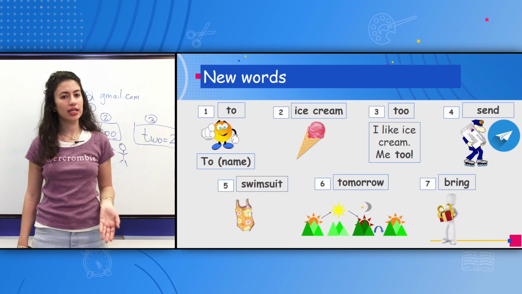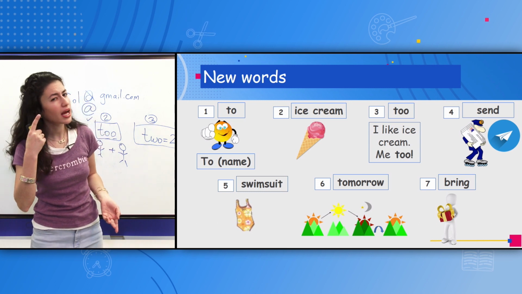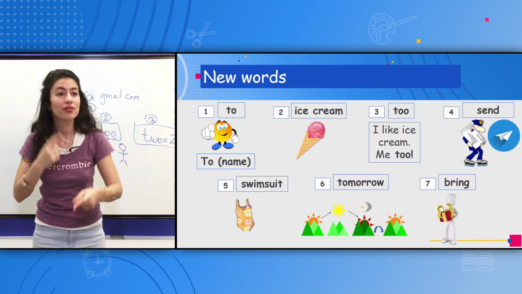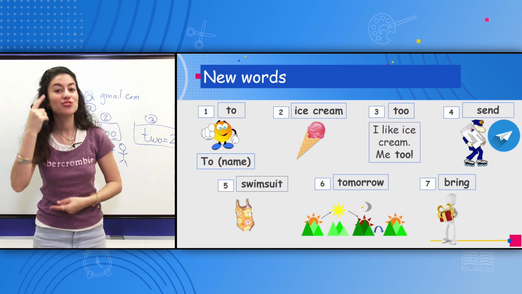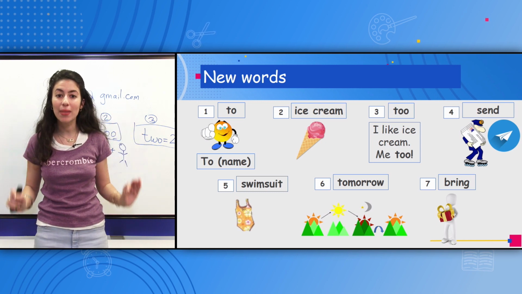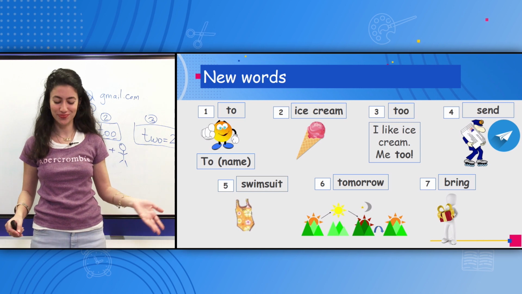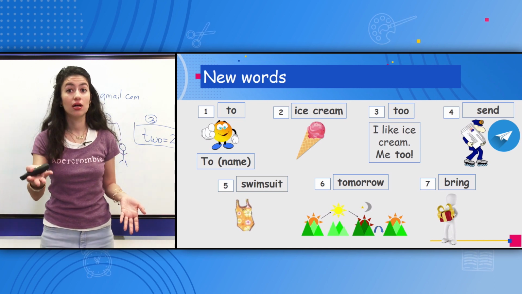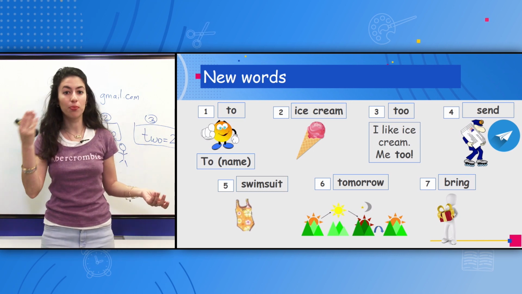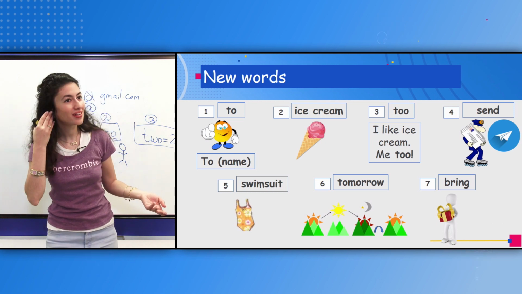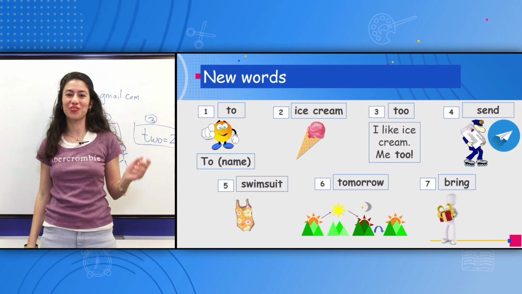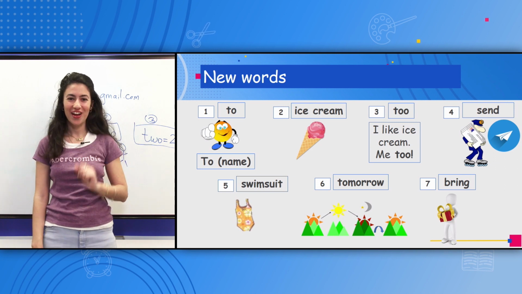Number six. Today is Sunday. Again, today is Sunday. Remember the word? Tomorrow. Tomorrow is Monday. Say it with me. Tomorrow is Monday. Perfect. Bring. I bring ice cream every day. Every day I bring ice cream to my mother. She loves ice cream. Ready?